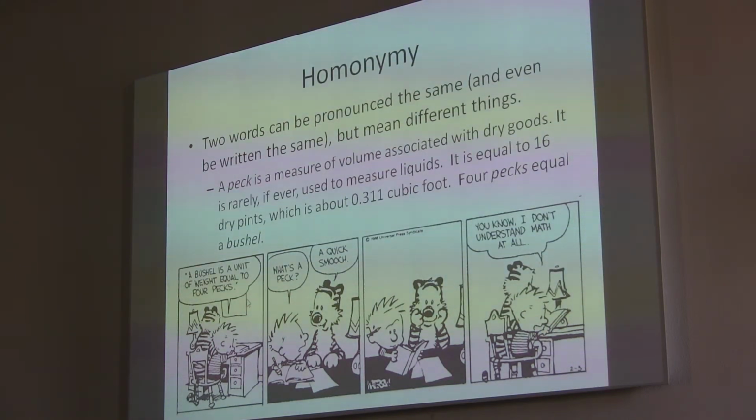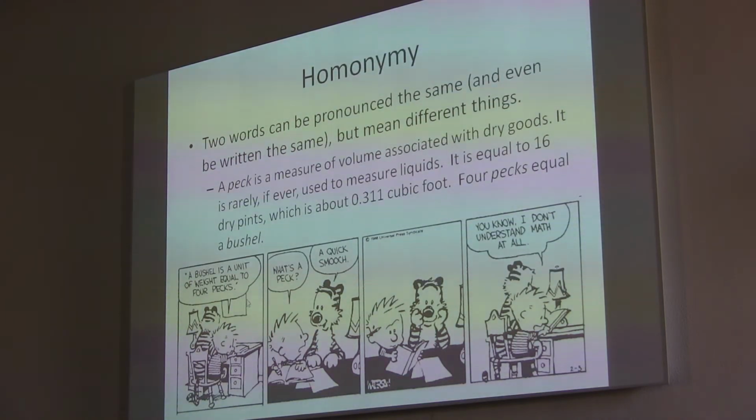So the question here is, what's a peg? If you can read it, a Boston is a unit of weight equal to 4 pegs. What's a peg? A quick smooch. I don't understand math at all. Of course, a peg is not a smooch. Well, it is a smooch. But those are two words that have different meanings, and they come historically from different sources.